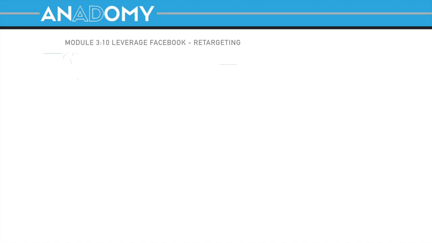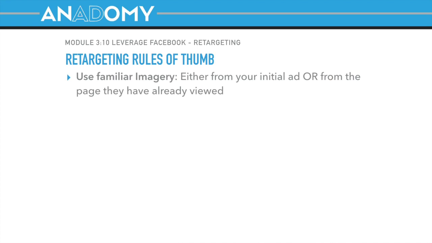So now that we've looked at some examples, I want to give you some general retargeting best practices or rules of thumb. First of all, use familiar imagery, either from your initial ad or from the page they already viewed. This is something we just touched on with the examples, but make sure you try to capitalize on the familiarity they already have with you.